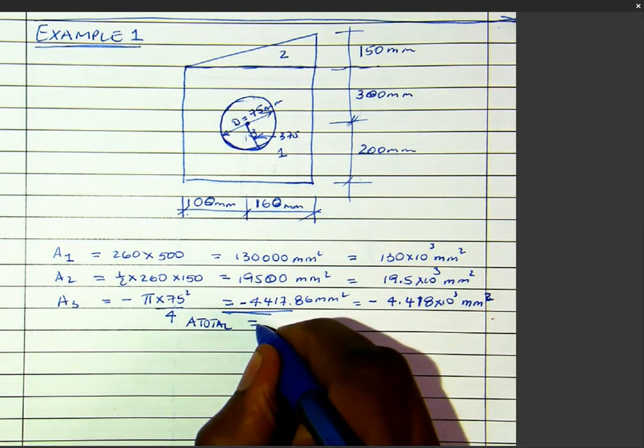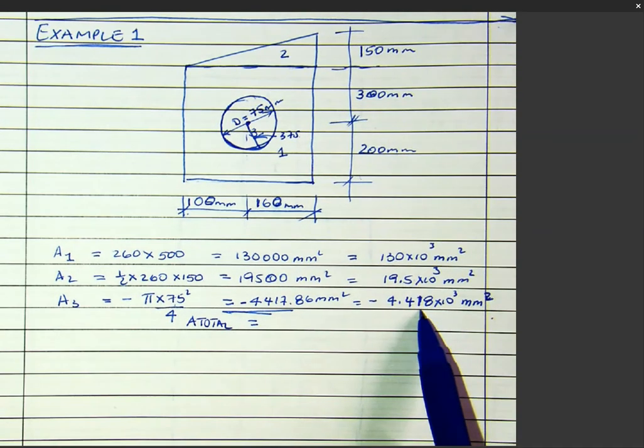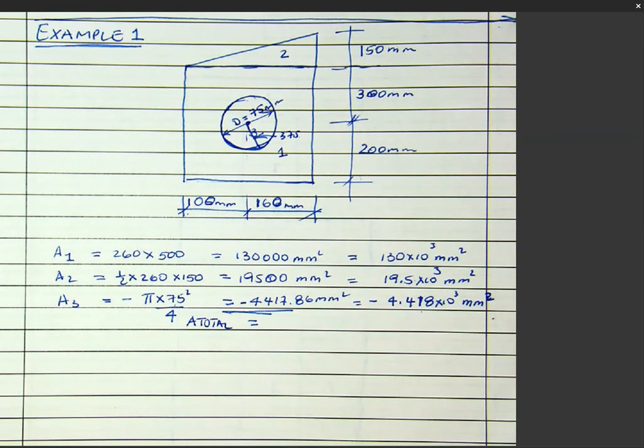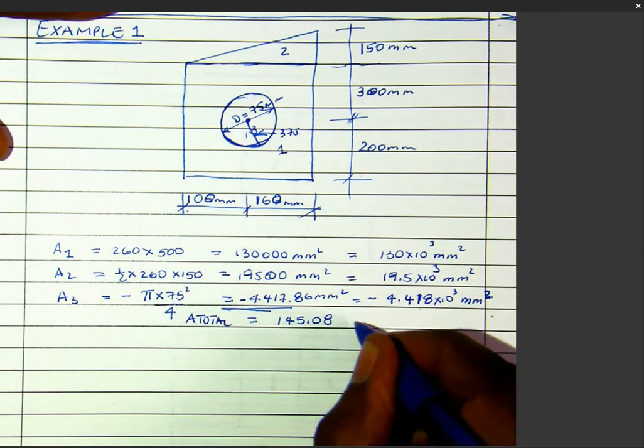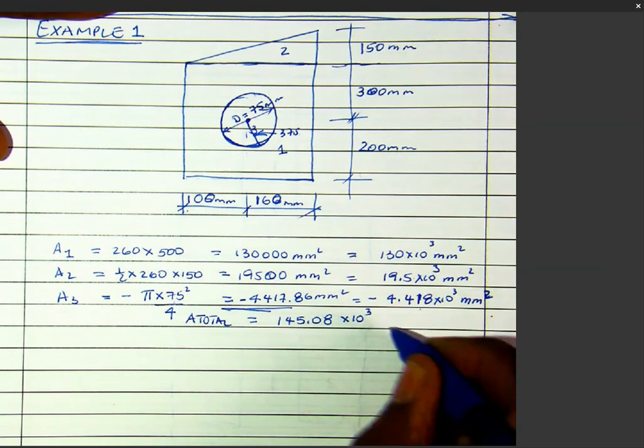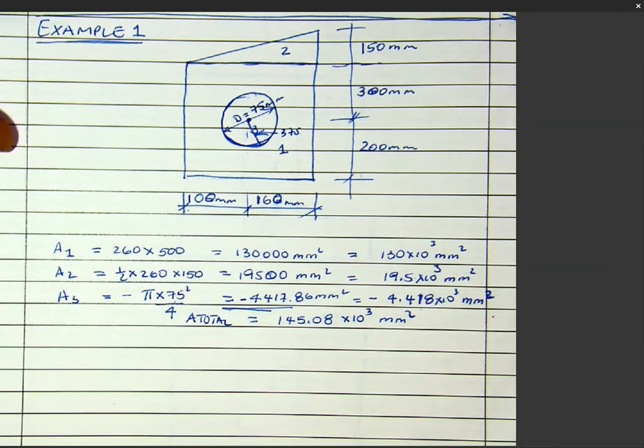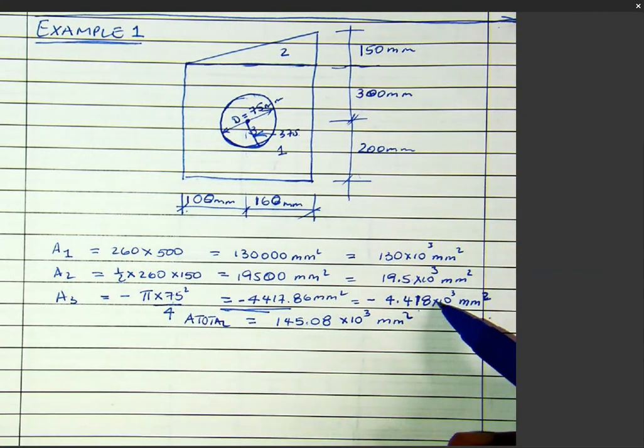And then the total area: I'm adding these two, I'm subtracting that one. 130 plus 19.5 minus 4.418 gives me 145.08 times 10 to the power 3. That is my total area. You add the two, you subtract that.